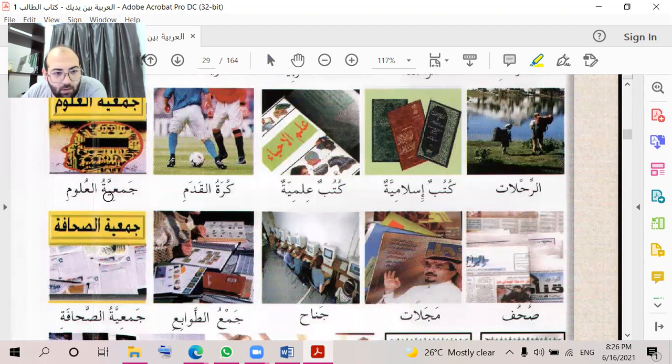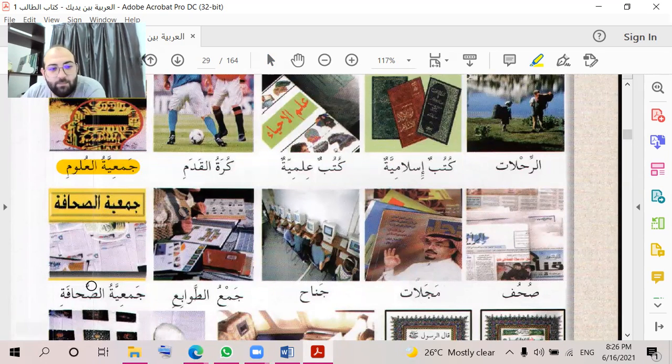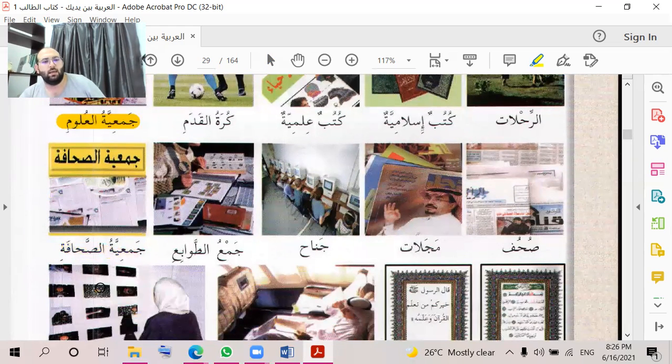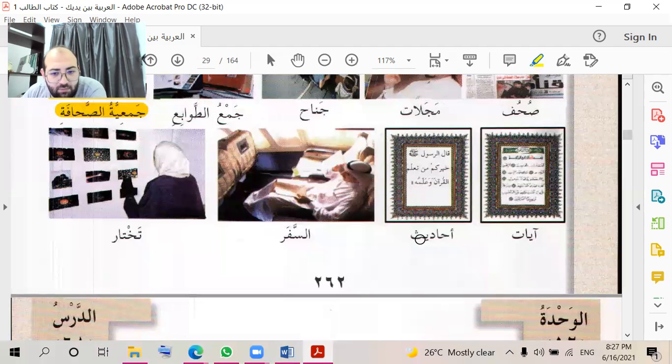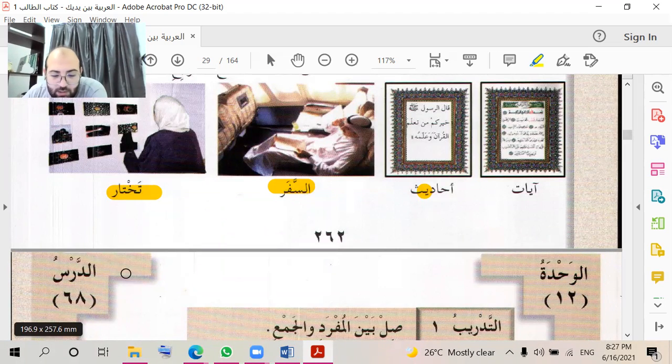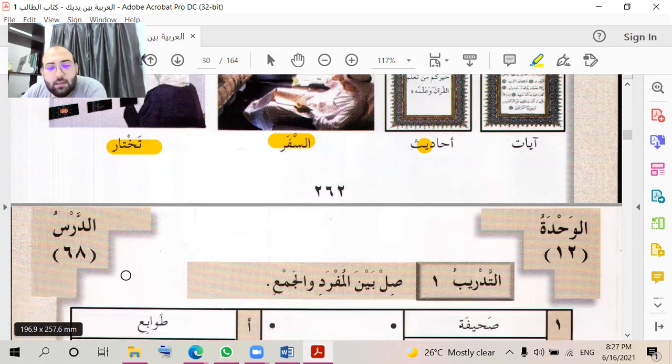كرة القدم is football. جمعية العلوم, we say an association, but جمعية here, in terms of school or university, means the school clubs, science club. Here is journalism or press club. جمع الطوابع is stamp collecting. جناح in terms of wing. مجلات is magazines, one مجلة with the تاء مربوطة. صحف is newspaper. آيات is verses from the Quran Kareem. Ahadith is the Prophet Muhammad's sayings. السفر is traveling. The verb تختار means she is choosing. أنا أختار, I choose. أنت تختار, you choose. It's based on the pronoun.